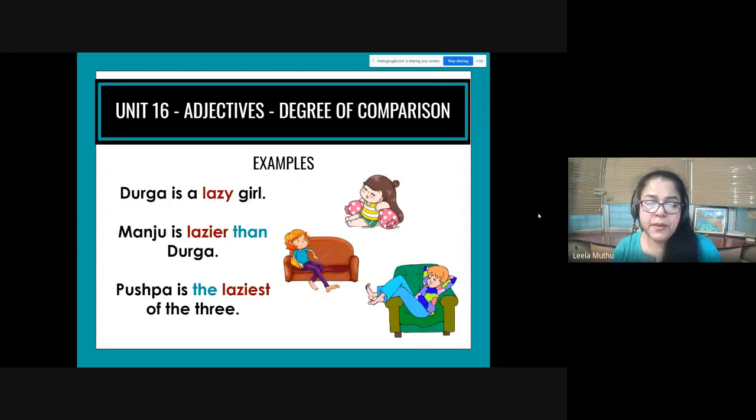Okay, Durga is a lazy girl, really lazy. She's lazy. Positive degree. Manju is lazier than Durga. Oh my god, you don't know her. You haven't seen Manju. She's even lazier than Durga. Pushpa is the laziest of the three. Okay, she's the laziest of all the three. There are three sisters, but she is definitely the laziest of all three sisters.